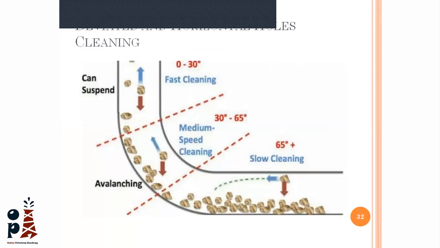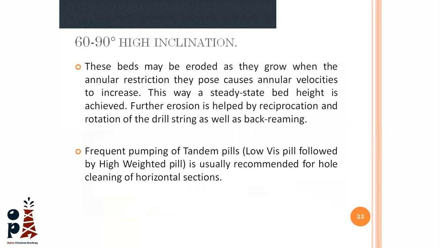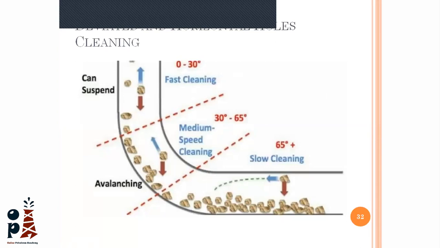So we also use pipe rotation, it's important, and we use something called tandem pills. What are tandem pills, guys? It is a combination of a low-viscosity pill, the same mud we are using but made low viscosity, followed by a high-weighted pill. Why, guys? The low-viscosity pill is used to make turbulent flow, extra agitation in the well, so that we can remove these cuttings, followed by a high-weighted pill to help carry these cuttings and stop them from going down again to the low side of the well.